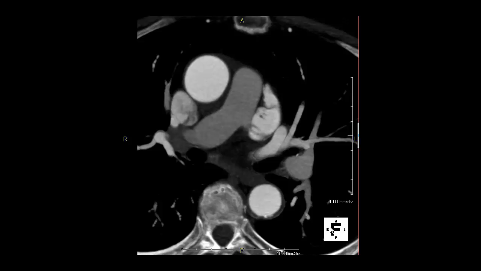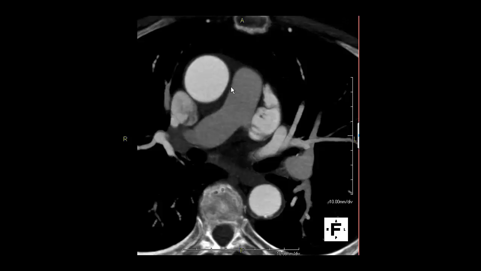This is case L3 CCTA A103. The history is that of an 84-year-old woman who has chest pain and shortness of breath. She has known coronary disease and is status post placement of a stent in the right coronary artery approximately 1 year ago. We're going to start with general inspection of the study.